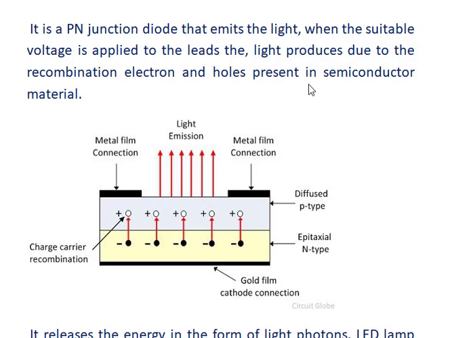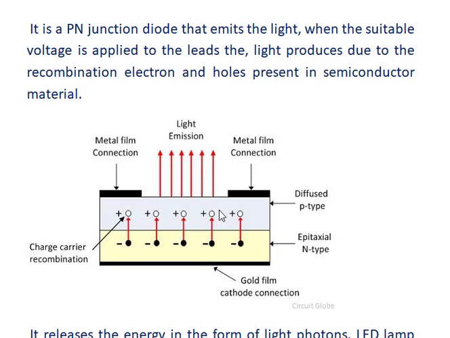It is a PN junction diode that emits light. When a suitable voltage is applied to the anode and cathode, light photons are produced due to the recombination of electrons and holes present in the gallium semiconductor material. In the case of germanium and silicon, during the recombination, heat energy is produced. But in the case of gallium arsenide, during the recombination of charge carriers, light is produced.